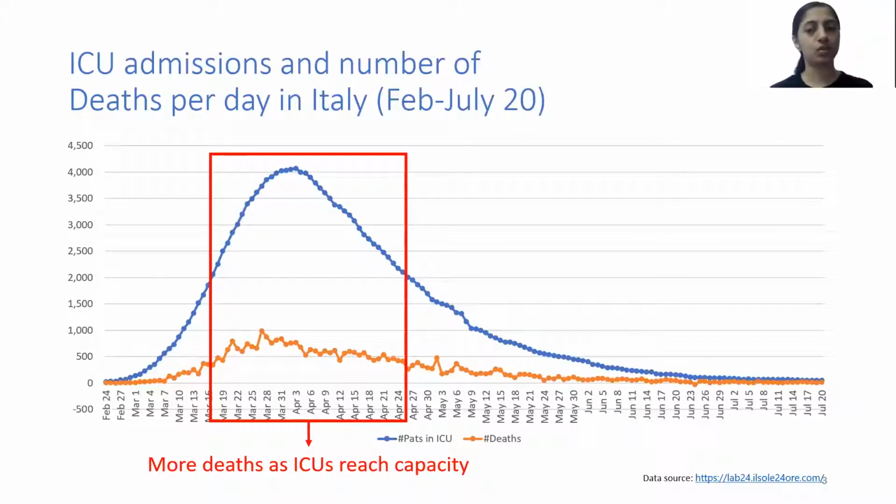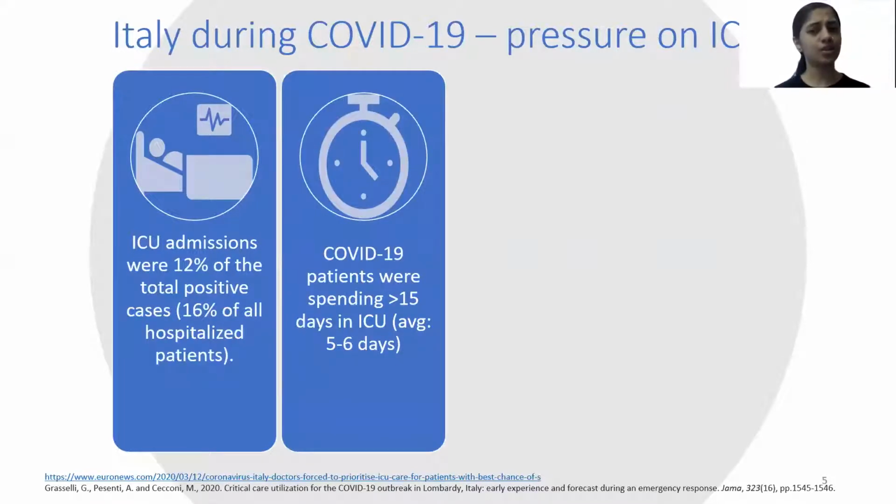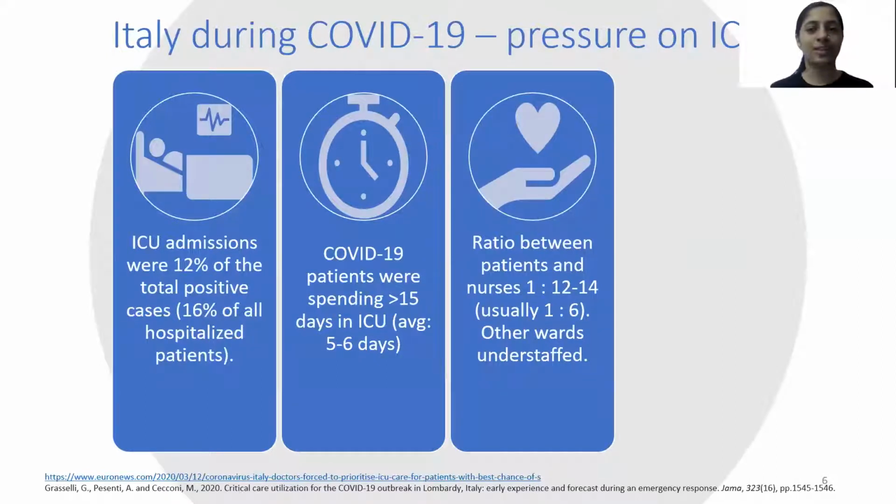Why does this happen? There were a lot of problems which Italy faced during this COVID-19 pandemic. ICU admissions were 12% of the total positive cases. That's a huge number of patients requiring intensive care. In addition, these COVID-19 patients were spending more than 15 days in the ICU, while the average length of stay of a patient in the ICU is 5 to 6 days. Together, this created a lot of burden on the ICUs and a very high patient to staff ratio.